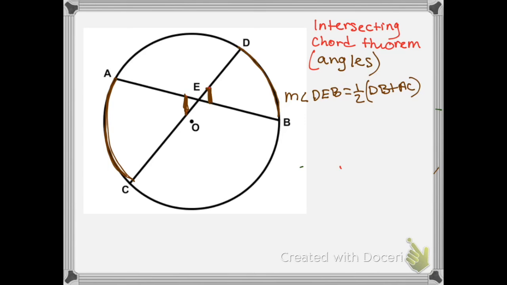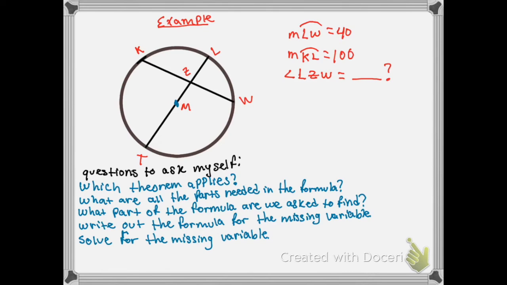And there is a proof about that, but for the purpose of this video, I only want you to know what the theorem says. So if I can replace this angle with what other angle? Well, yes, I could replace it with the measure of angle AEC because they are vertical angles and they're equal. Let's look at an example.